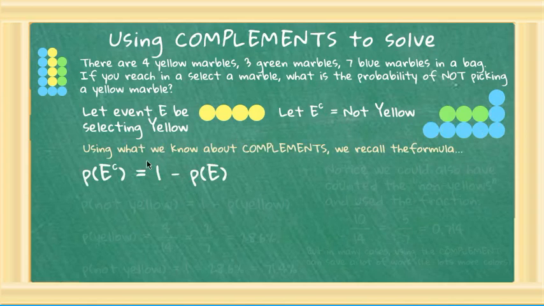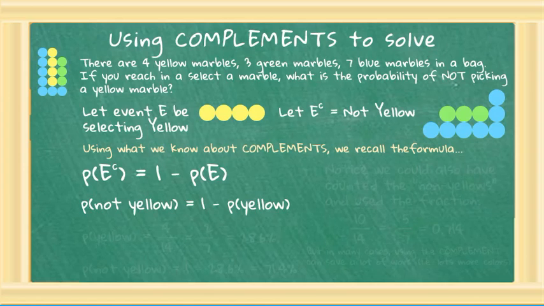Okay, so we recall the formula for complements is the probability of E complement is 1 minus the probability of E. So instead of focusing on the "not," we can focus on the probability of picking a yellow, and then when we're done we can take the complement of that by subtracting from 1 and get that answer. Like we see here, the probability of not yellow is 1 minus the probability of getting a yellow.